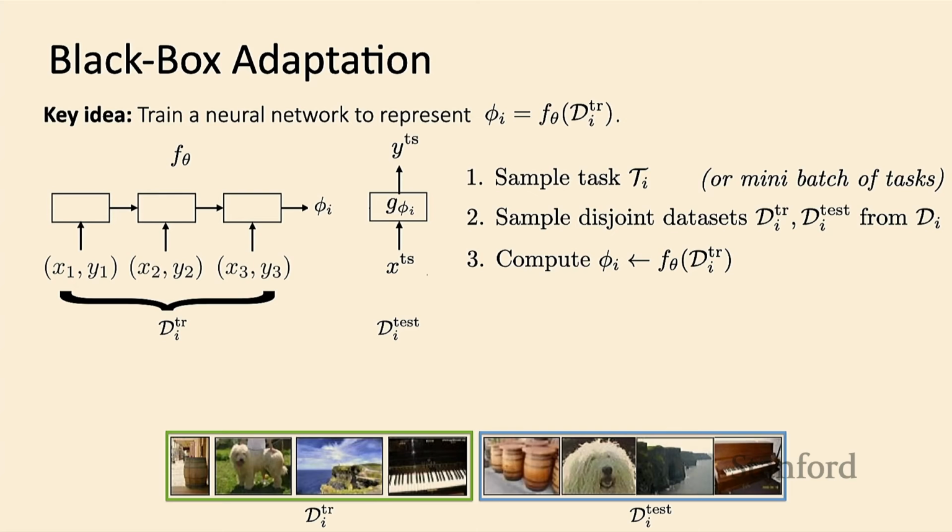Cool. And then once you have your train set and test set, you can compute the parameters with the forward pass and then update the meta parameters with the backward pass. And then repeat.